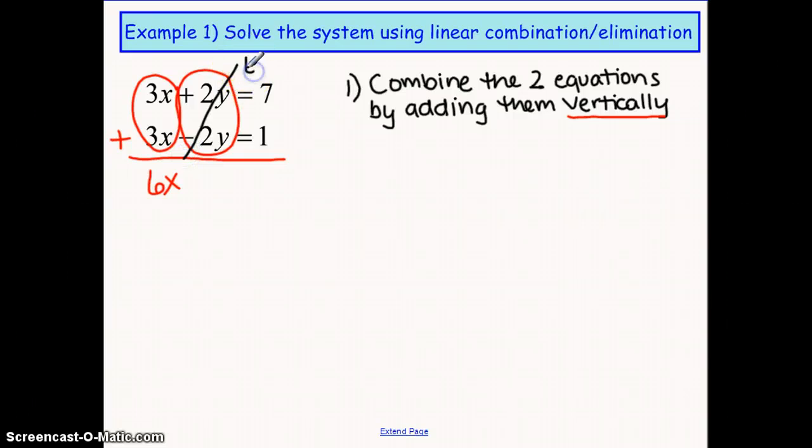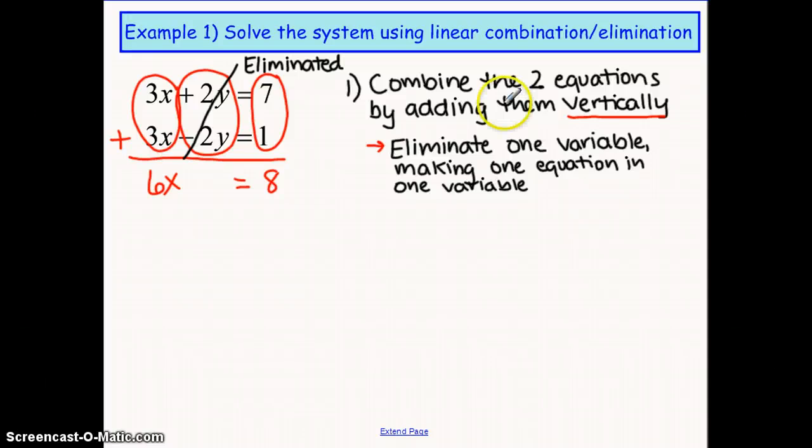And when they cross out, the y's are getting eliminated. So this is where the elimination part of the name of this method comes from. Because when we add them vertically, if we've played our cards right, we should get one of the variables to be eliminated. So we don't have anything there, and then we have our equal sign, and then we add together the 7 and the 1, and we get an 8. So when you combine the two equations by adding them vertically, you should eliminate one variable to create one equation in one variable.